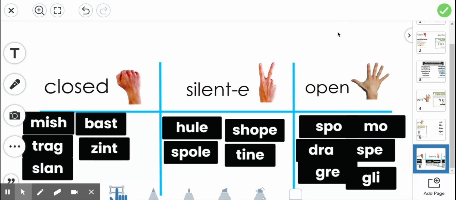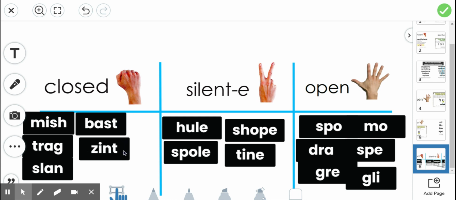All right, now we're going to try and read all of these words. So let's start with the closed section. Remember, these vowels are closed in, so we need to use short vowel sounds. So you can hit the pause button on your video and read them to yourself. Then hit play to read them with me. Go ahead and pause now. Okay, let's read them together using short vowel sounds. Mish, trag, slan, bast, zint.